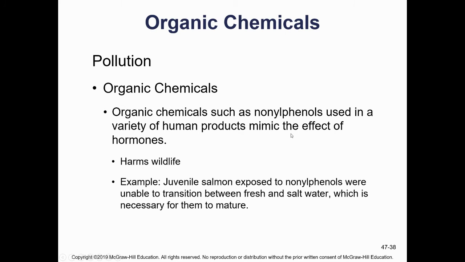Organic chemicals, nonylphenols are used in a lot of human products, and they mimic the effects of hormones. So what we see are a lot of cases of organisms whose sex is determined through environmental factors rather than genetics. We see a skewing of the species toward one gender or the other because of the effects of this.